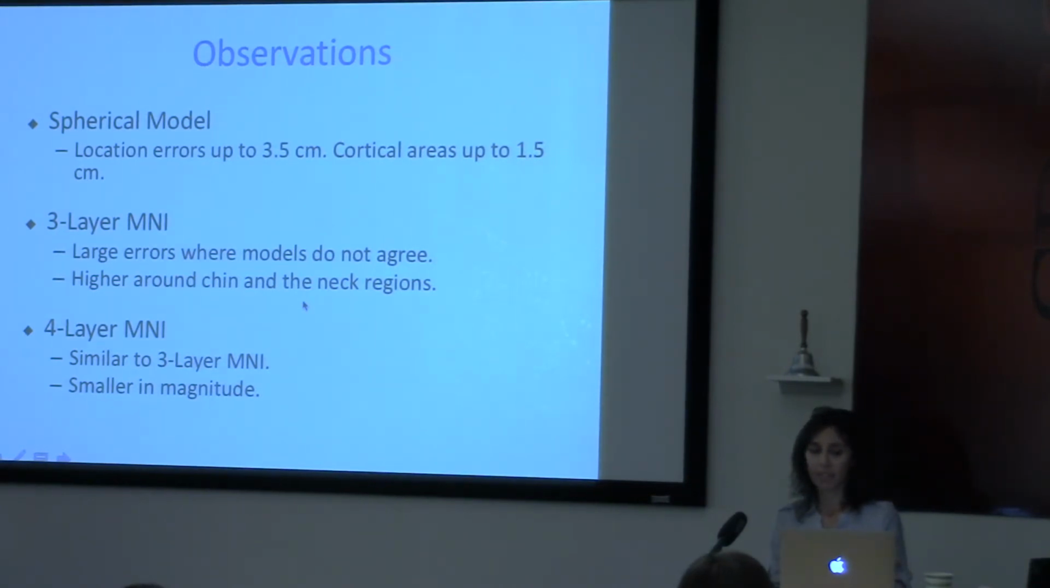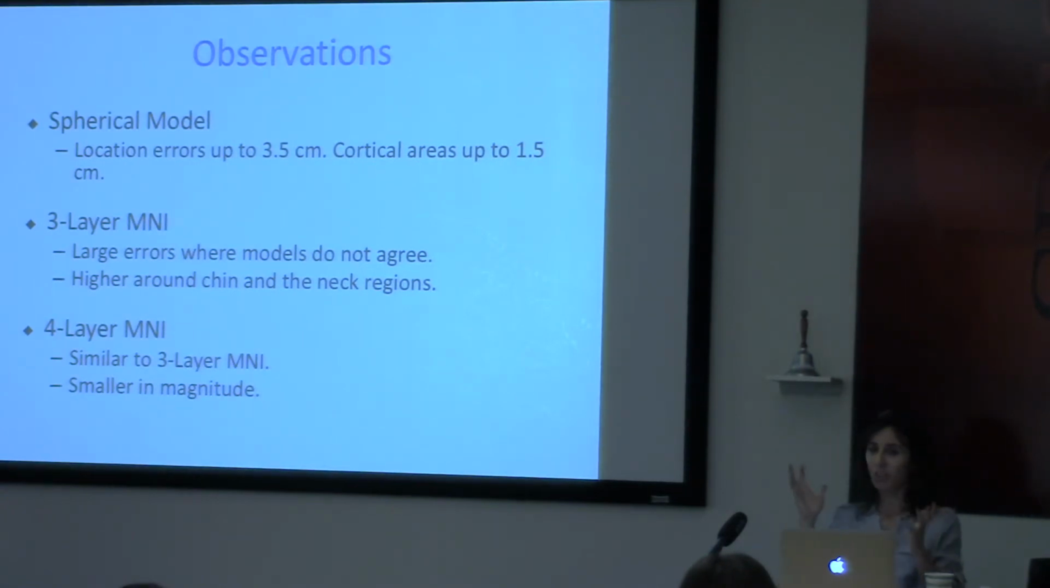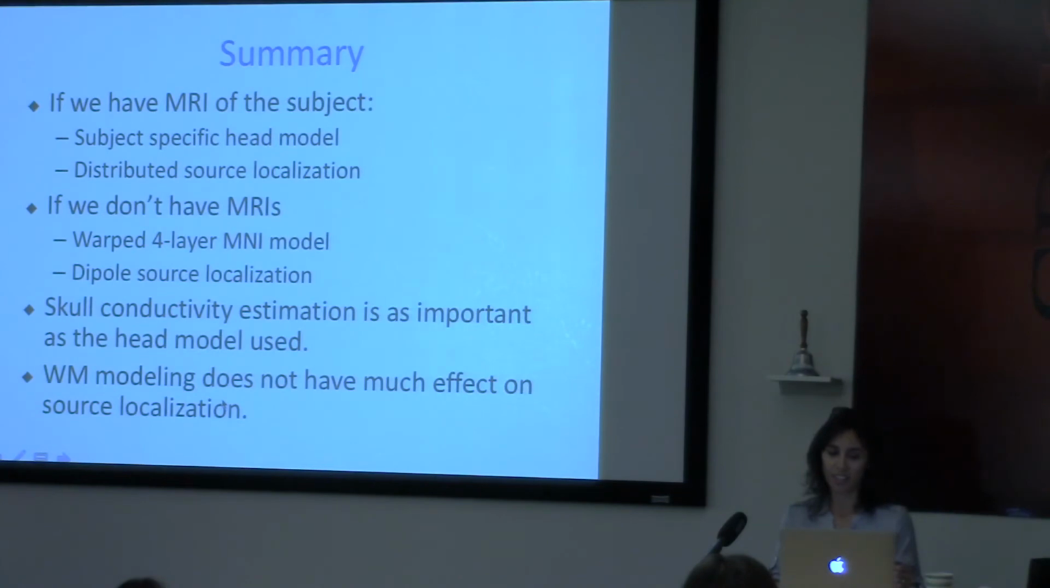For example, if the person's head is close to an average head model, then it would have less errors, but if the person's head varies too much from the average head model, then it would produce more errors. And using 4-layer MNI is similar to using 3-layer MNI, but we obtain smaller source localization errors.